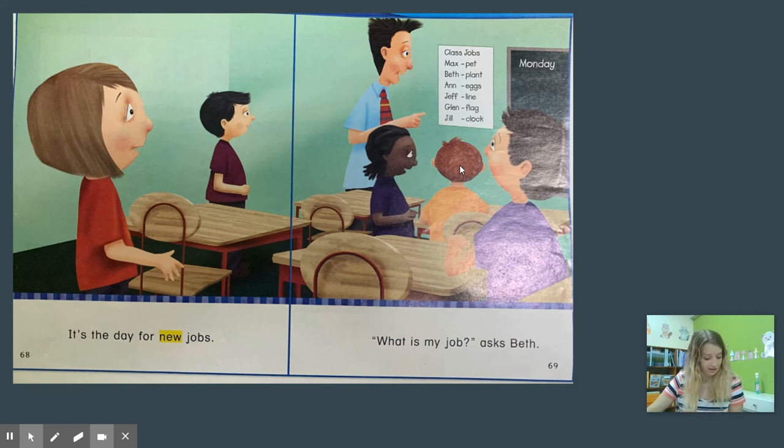All right, so where does this story take place? And how do you know? Well, this story takes place in a classroom, and we see the children, the desk, and the teacher. So what kind of list is the teacher reading to the class? Well, he is reading a list of classroom jobs. So what does Beth want to know? She wants to know what her job is.